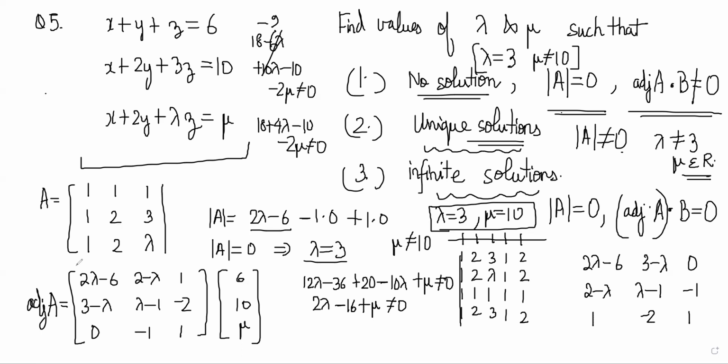Did you find the adjoint of A value as this one? Yes, I got the same value. Are you using the faster method or are you using the cofactor transpose method? I used the faster one this time.